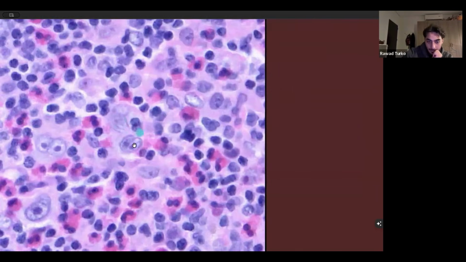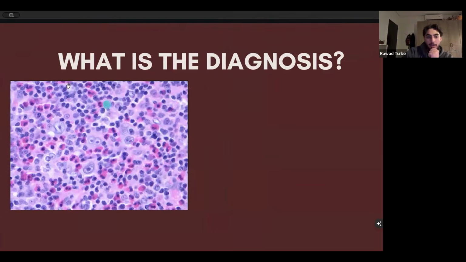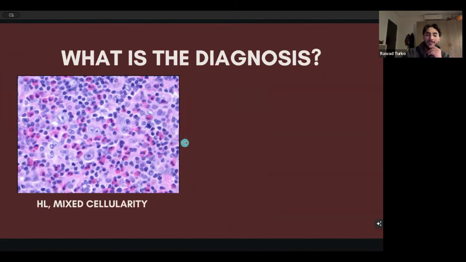Again, do you see this? Reed-Sternberg. But you're looking at something else too. There's a different kind of cell in here. Mixed. Perfect. So this is your Hodgkin's lymphoma mixed cellularity subtype. Okay. Now, what determines whether or not it's mixed cellularity?